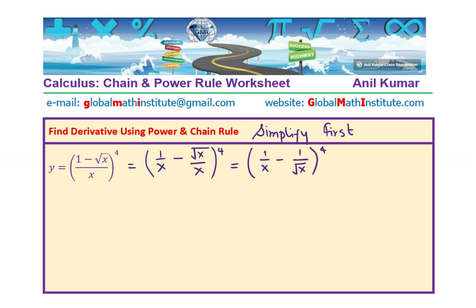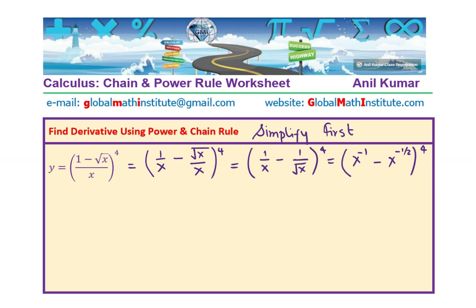Perfect. You could also think about writing this as x to the power of minus 1 minus x to the power of minus half. Everything to the power of 4. Make sense? So you could actually see the equation in this form and then find the derivative. First step is simplify.